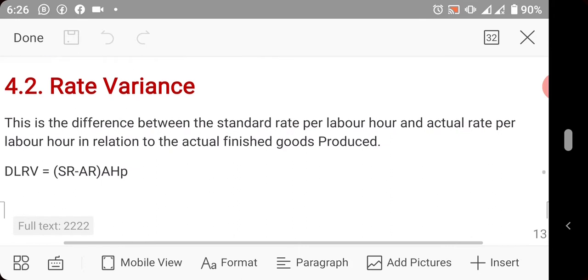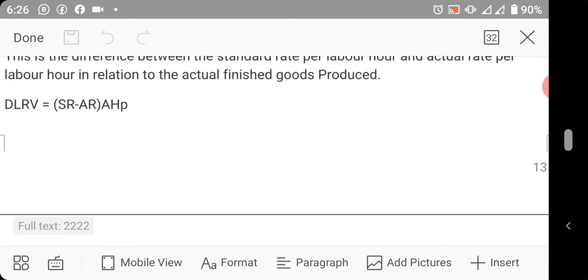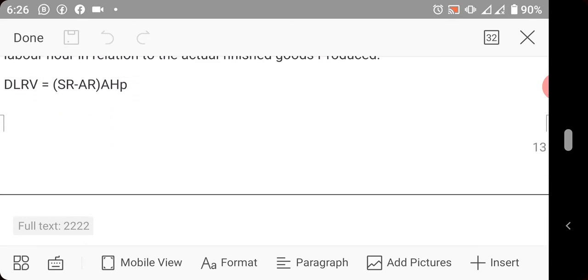Now look at rate variance. This is the difference that arose as a result of the difference between standard rates per hour and actual rates per hour in relation to actual units produced. So the formula is given: SR minus AR, which is standard rate minus actual rate times actual hour paid for. So rate talked about, actual hour paid for. You must master this formula. It is important that you do.